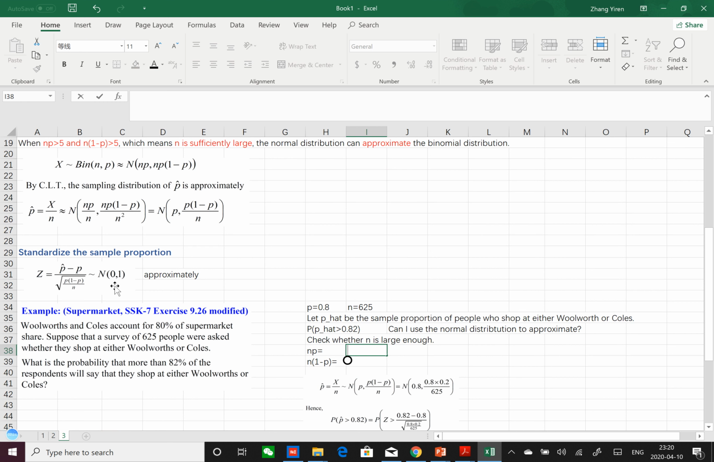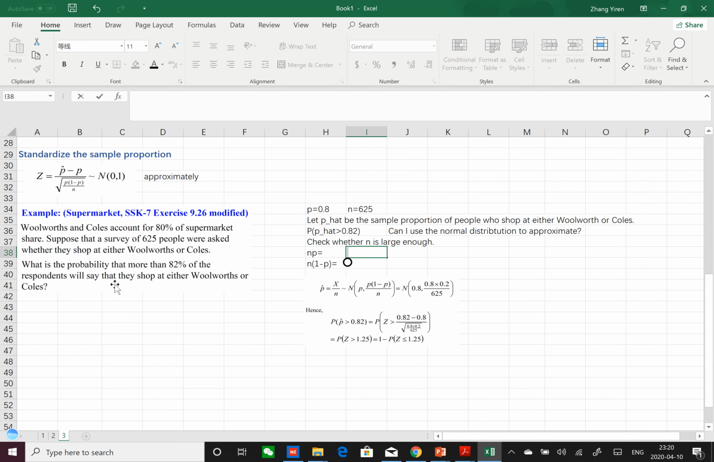Let's see whether it can be standardized. We do the standardization of the sample proportion: z equals p hat minus the mean, which is p, divided by the standard deviation, which is the square root of p times q divided by n. It approximately follows the normal distribution with mean 0 and standard deviation 1.